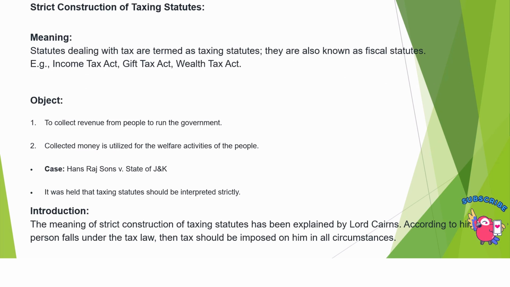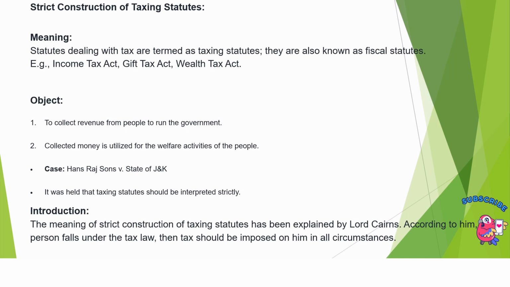Strict construction of taxing statutes. Statutes dealing with tax are termed taxing statutes. They are also known as fiscal statutes. Example: Income Tax Act, Gift Tax Act, Wealth Tax Act. To collect revenue from people to run the government is the objective of this. Collected money is utilized for the welfare activities of the people. This is the second objective. The famous case Hans Raj and Sons versus State of Jammu and Kashmir. It was held that taxing statutes should be interpreted strictly.